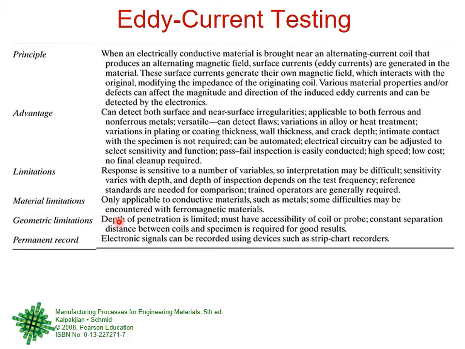Geometric limitations: depth of penetration is limited. We already told you that surface and subsurface must have accessibility of the coil or probe. Constant separation distance between coils and specimen is required for good results, right? I mean, you have to keep the probe at a constant distance from the piece. You are not touching it, but when you move it along, the distance must stay constant. A permanent record can, of course, be recorded, right? So this is one of those techniques, again, which are higher level.